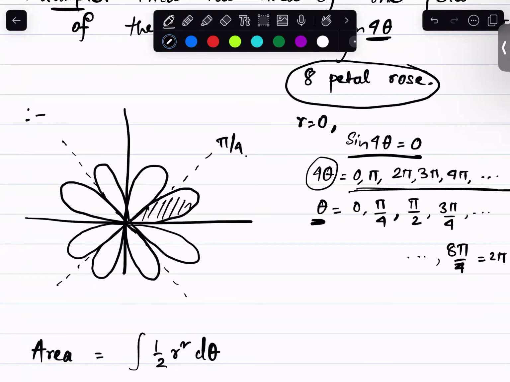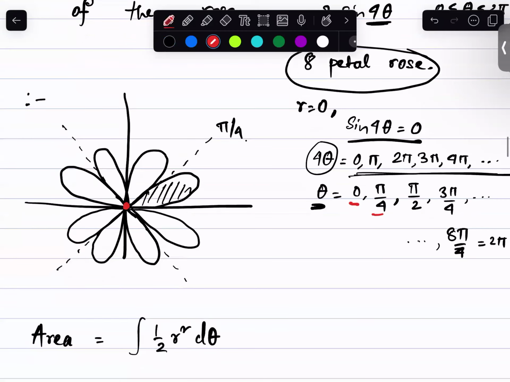So at all of these points, your distance from the origin will be 0. So at 0 or pi over 4, you will be at the origin. If you try to draw it using a graphing calculator or manually, you'll get this sort of 8 petal rose structure.